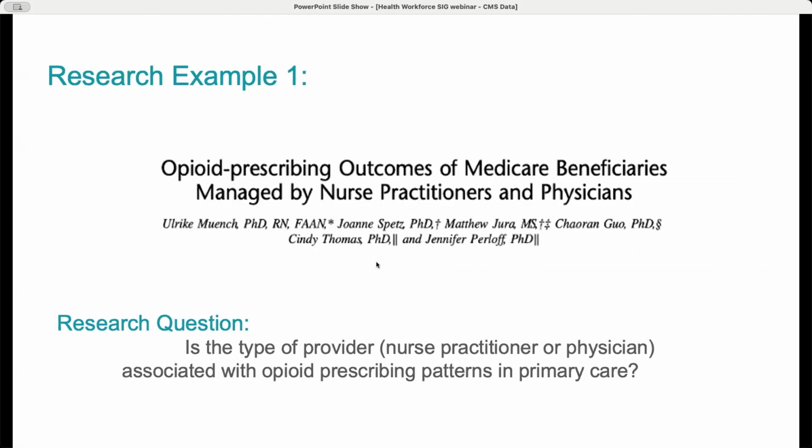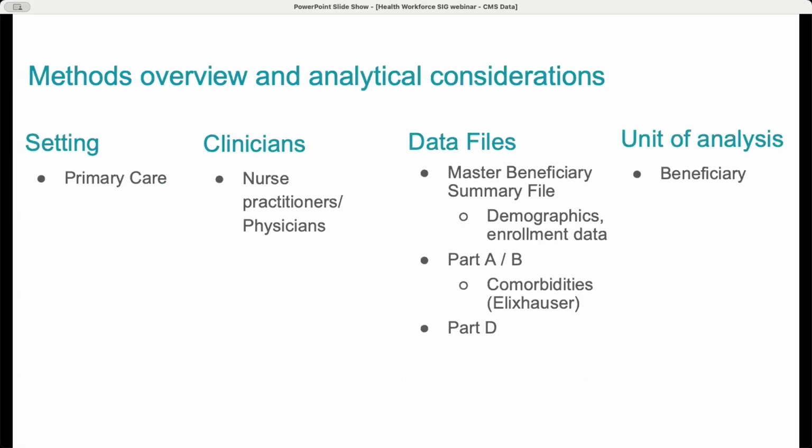So in the first research example, our research question was, is the type of provider, and here we wanted to understand nurse practitioners versus physicians, associated with opioid prescribing patterns in primary care? So we have types of clinicians, and for setting, we are interested in primary care. And this is by no means going to be a talk on the actual research studies, just a few key methodological things to highlight that I hope give you an understanding of how we went about conducting the study.